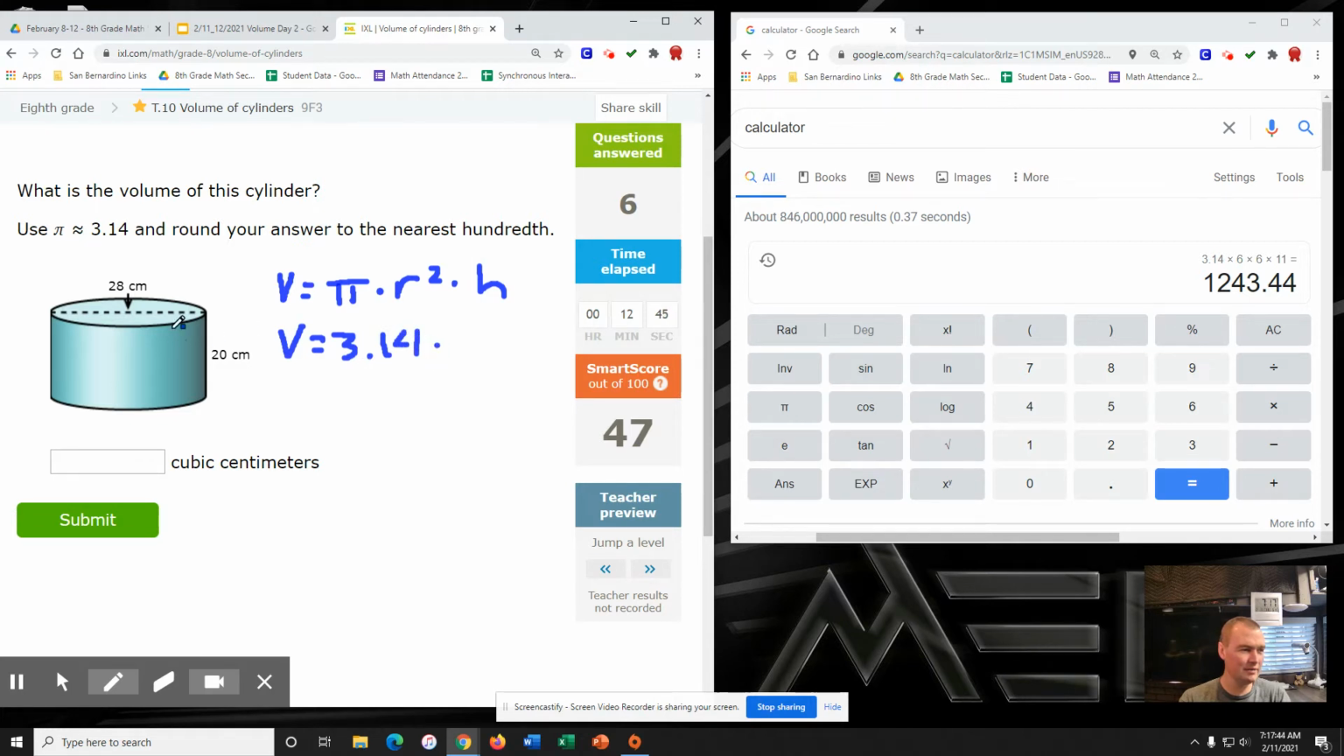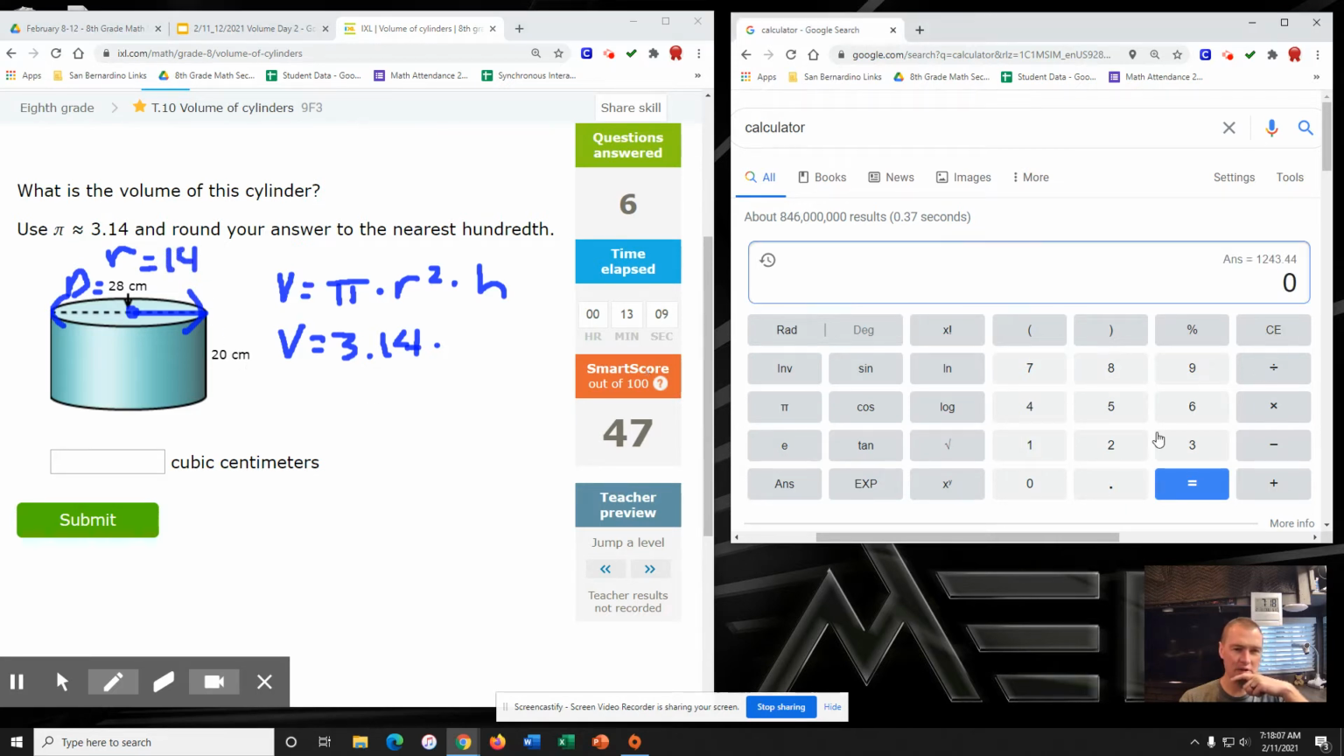3.14 times the radius. Uh-oh. This is diameter again, so we're going to put d equals 28 because it's all the way across. And I'll just put little arrows there. So if we want halfway across, you got to think, well, what's half of 28? 28 divided by 2 is 14.